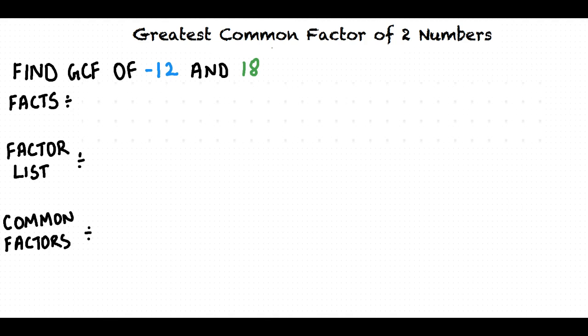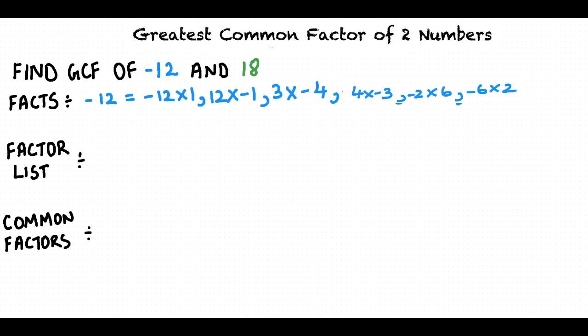The facts of negative 12 are negative 12 multiplied by 1, 12 multiplied by negative 1, 3 multiplied by negative 4, 4 multiplied by negative 3, negative 2 multiplied by 6, and negative 6 multiplied by 2. Remember that since the resultant product is negative, only one of the two numbers of the product should be negative. We know that the facts of 18 are 18 multiplied by 1, 2 multiplied by 9, and 3 multiplied by 6.